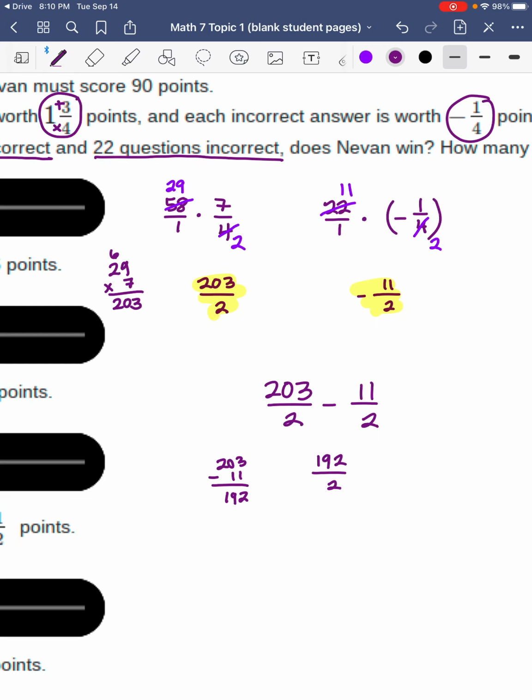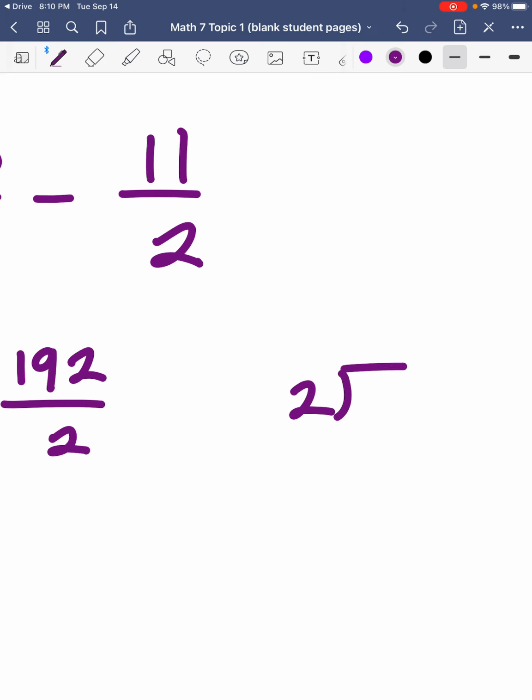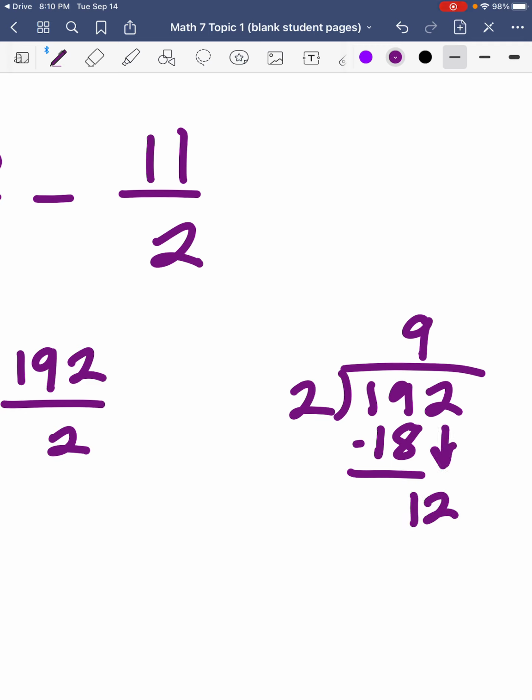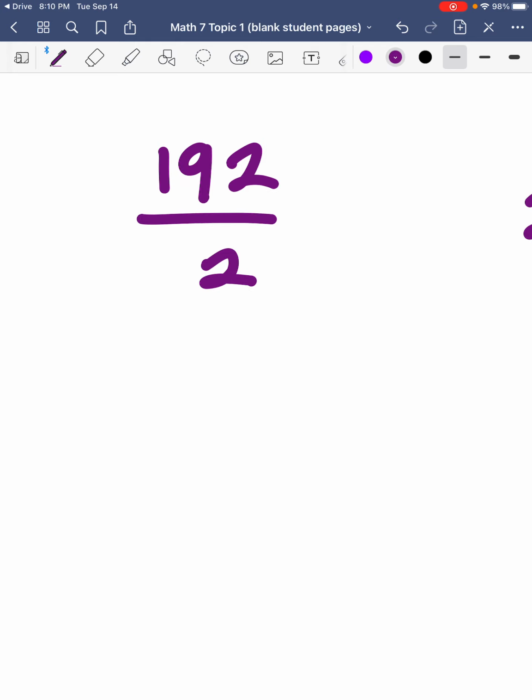To figure that out, I'm going to use long division. So 2 goes into 192. 2 goes into 19. It goes in 9 times. 9 times 2 is 18. 19 minus 18 is 1. I bring down my 2. 2 goes into 12. 6 times. 6 times 2 is 12. There is no remainder. So 192 over 2 is the same thing as 96.